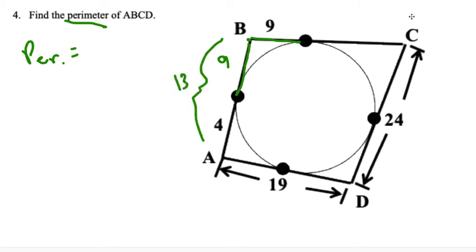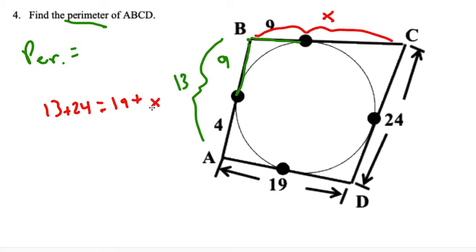Now because this thing is circumscribed, it means that 13 plus 24, that is this plus this, has got to equal 19, that is the other side, plus its opposite side, let's call it x. Does this mean we could figure out what x is? Well, yes, we can. 13 plus 24, which is 37, minus 19, wait for it. So 13 plus 24 minus 19 is 18, which means x equals 18.